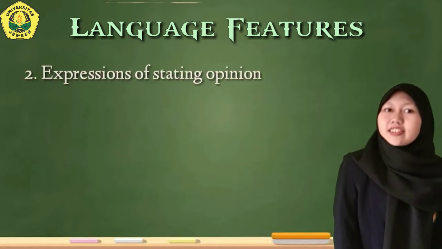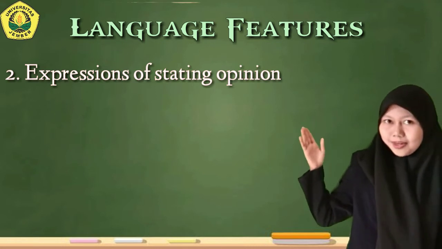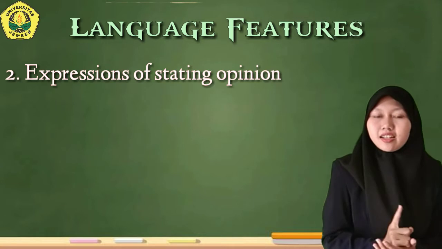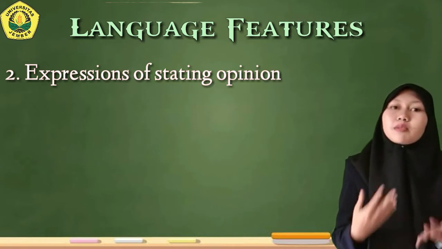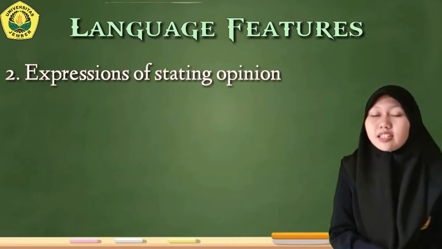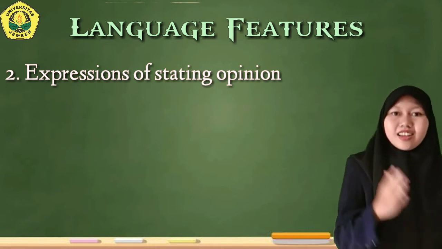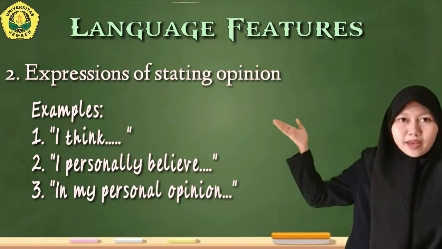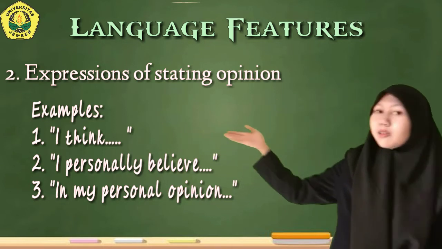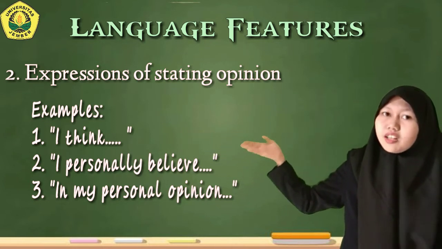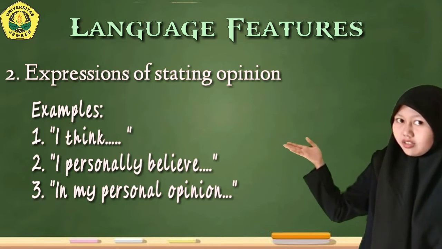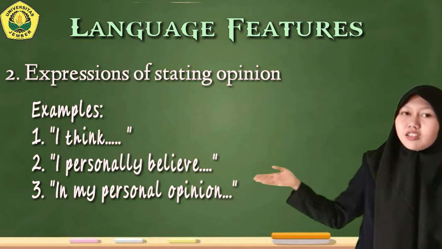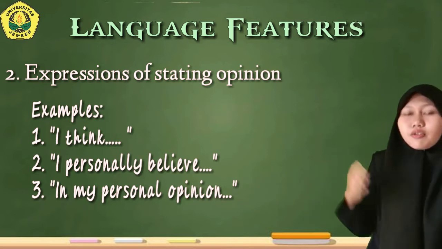Now the second one is expression of stating opinion. This one is very obviously used in the first part of the text, which is the thesis, where you express your opinion about the situation or the issue in the text. For example, I think fast food is bad for our health. I personally believe that overconsumption of food is very bad in the long run. In my personal opinion, eating fast food in the long run may cause much damage to our body.